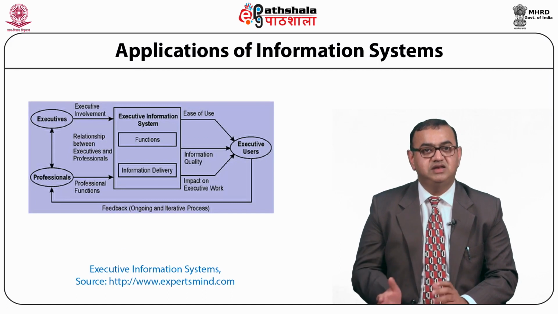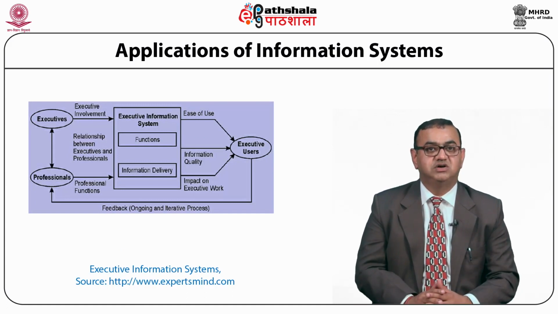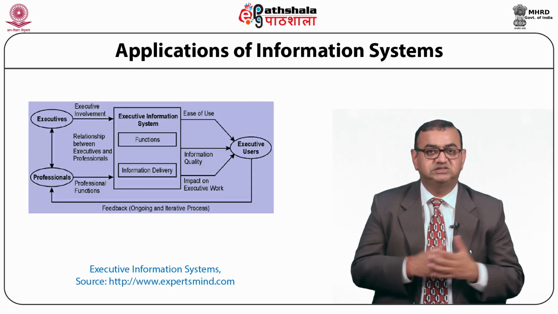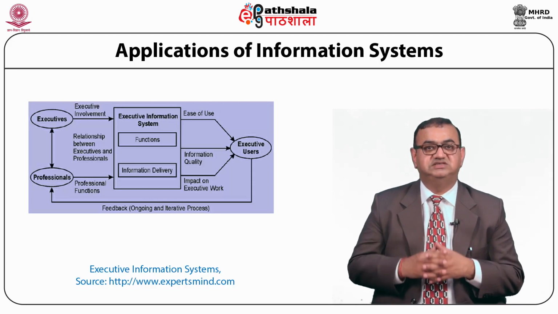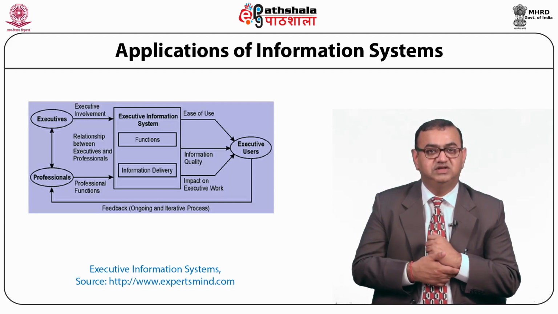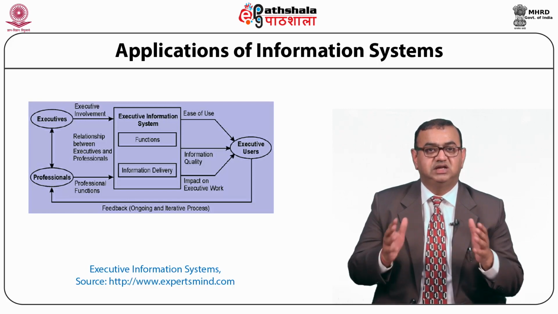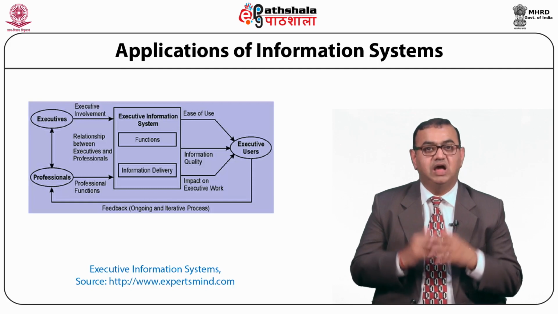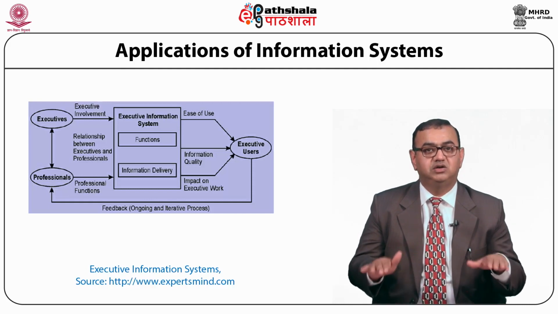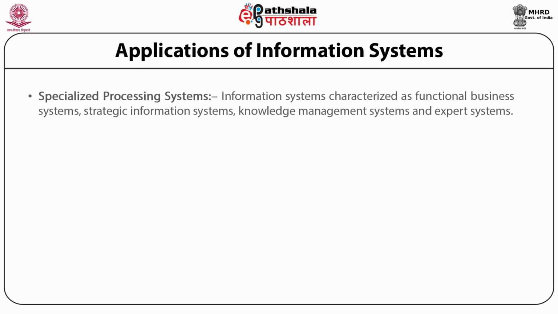Information systems that combine many of the features of DSS and MIS. Here, the information is presented, customized to the preferences and the needs of executives using features such as graphical user interface, graphical displays, exception reporting, trend analysis, and the ability to pull out reports and display related information at the lowest level of detail. Specialized processing systems, information systems characterized as functional business systems, strategic information systems, knowledge management systems, and expert systems.